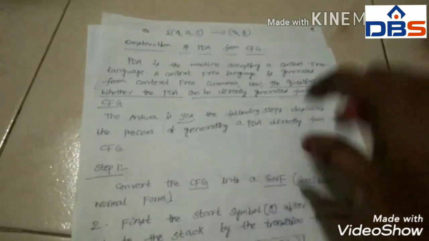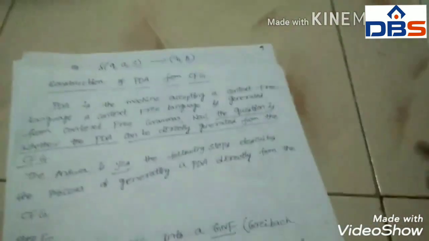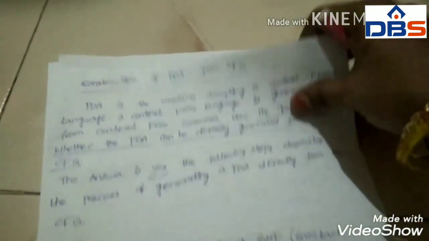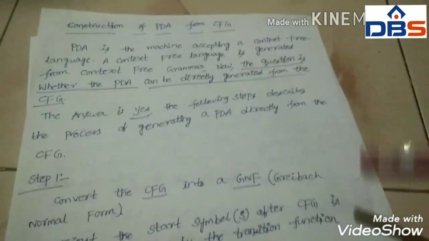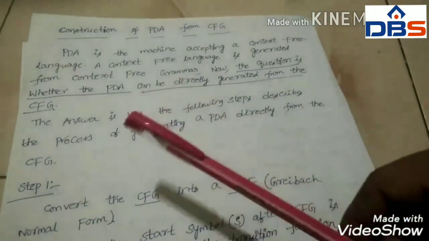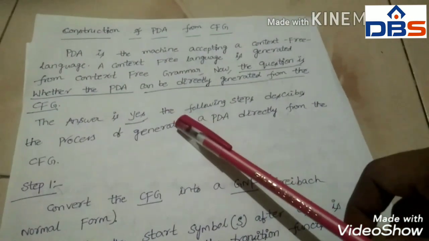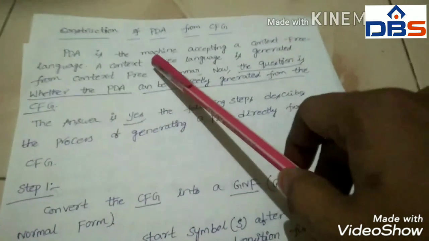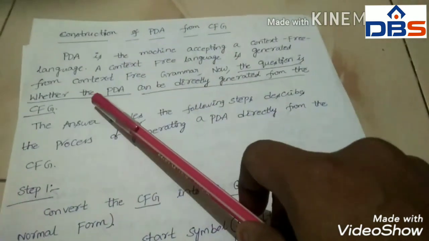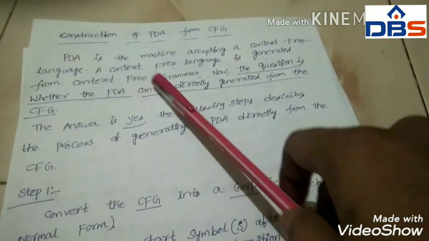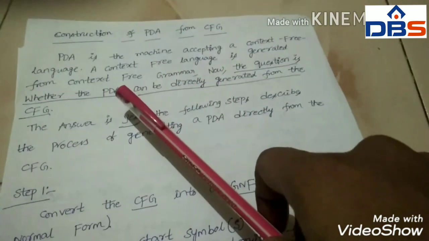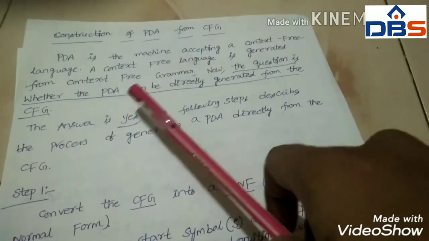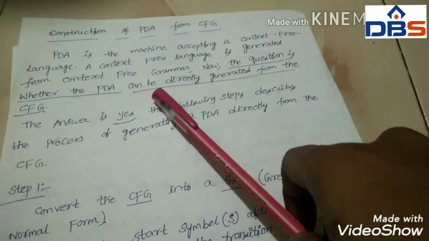The next topic is construction of PDA from CFG. How do we construct a PDA from a CFG? A PDA is a machine accepting a context free language. The context free language is generated from a context free grammar. We already know about context free grammar.